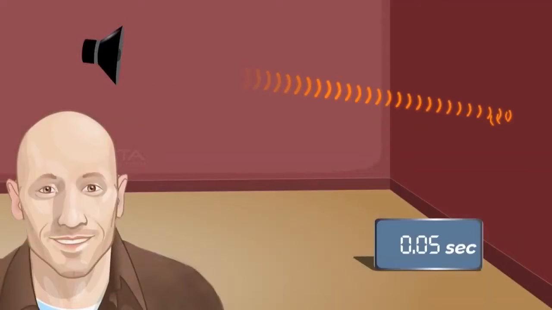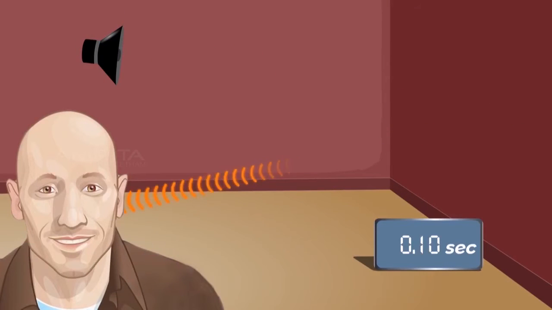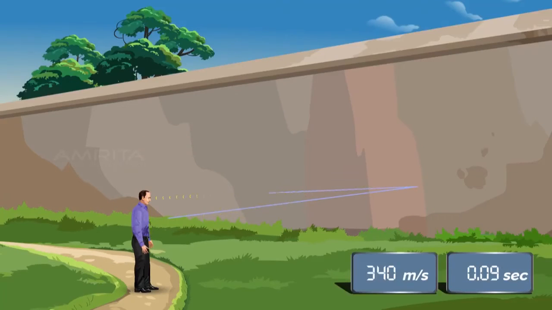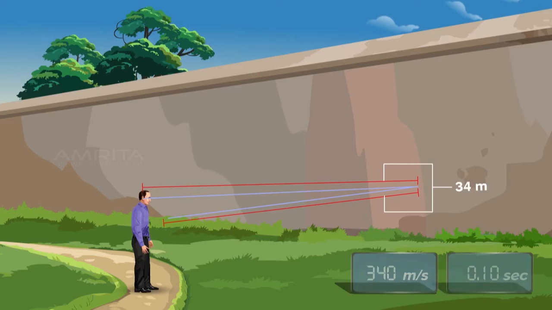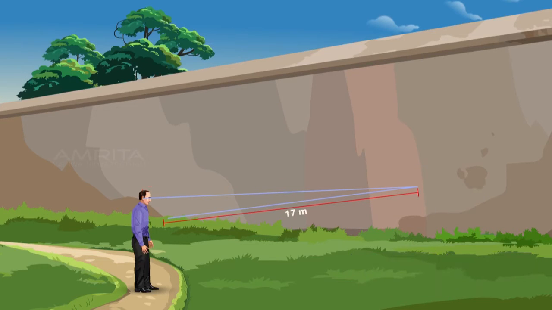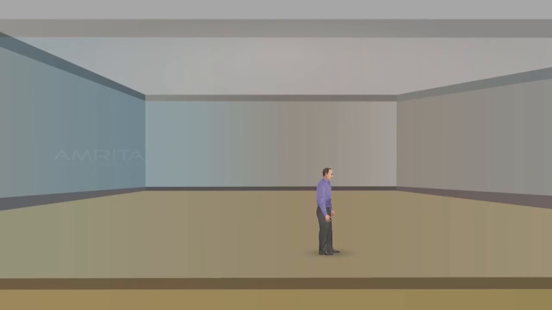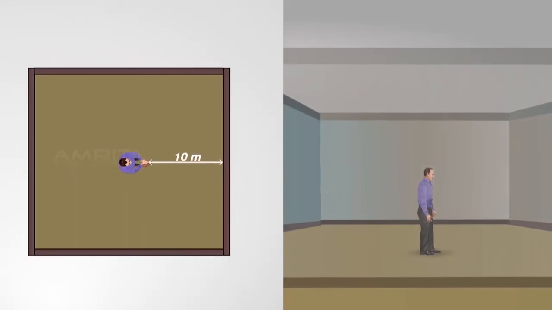Therefore, for an echo to be heard, the time interval between two sounds must be at least 0.1 seconds. As sound travels at a speed of 340 meters per second in air, the distance traveled by sound in 0.1 seconds is 34 meters. Therefore, to hear an echo, we need to stand at least 17 meters away from the wall. Now, what happens if there are four enclosed walls that are less than 17 meters away?